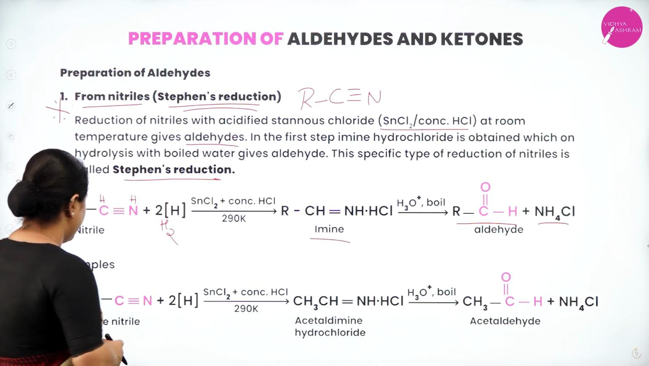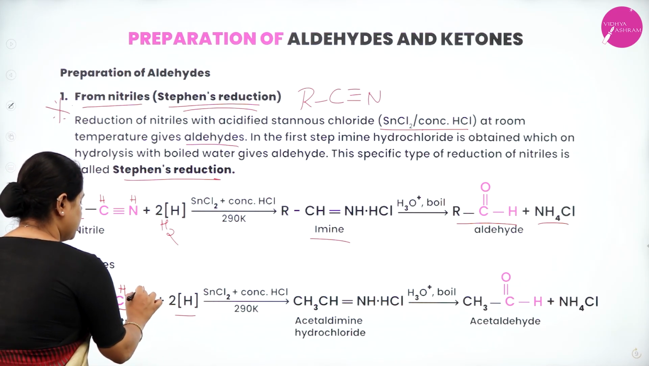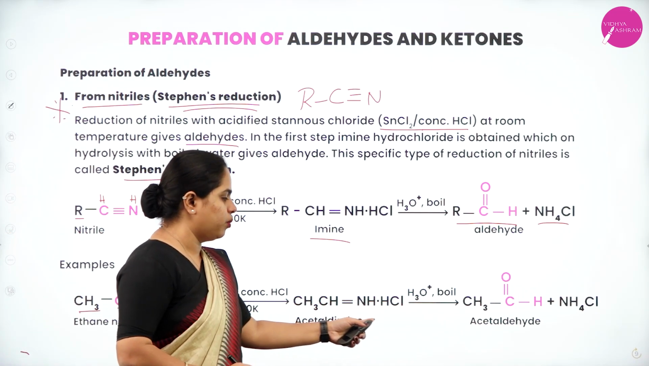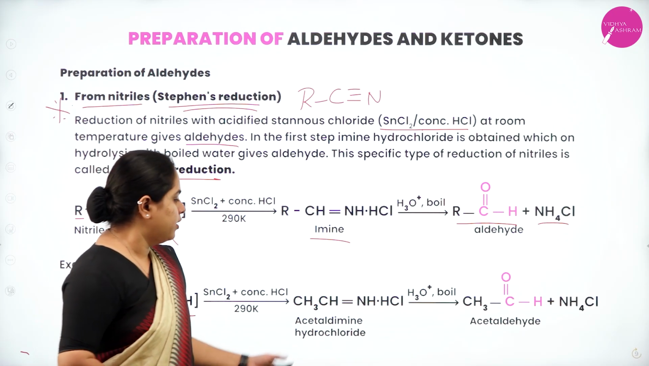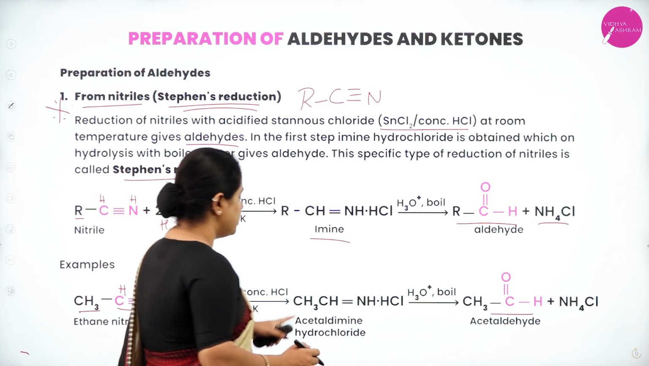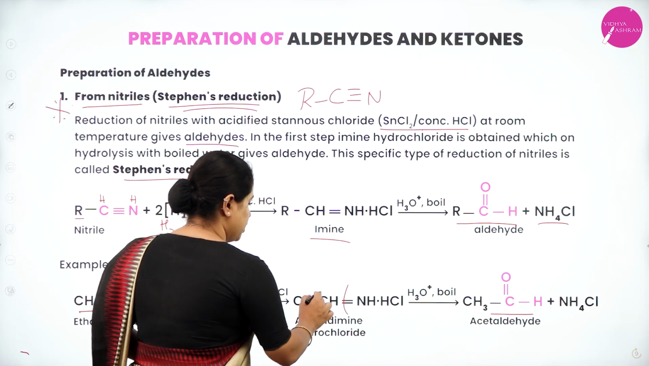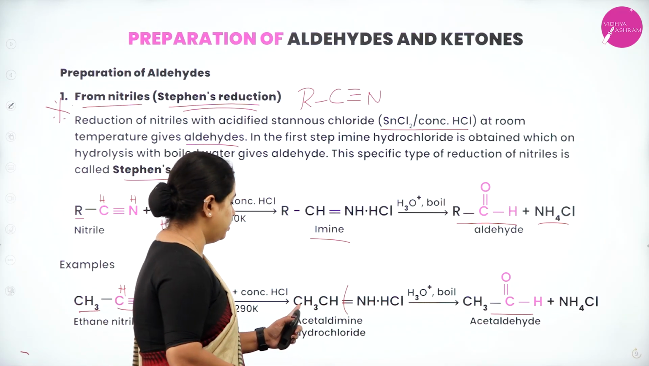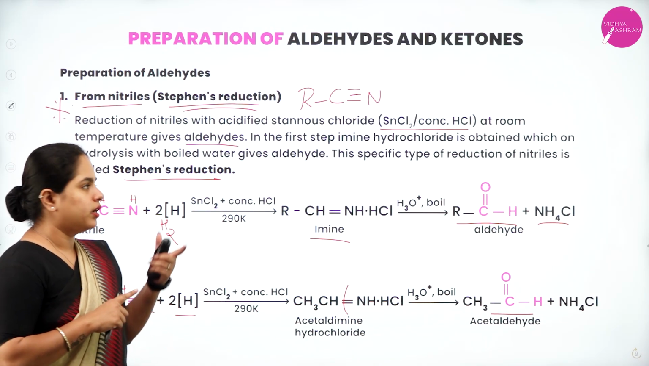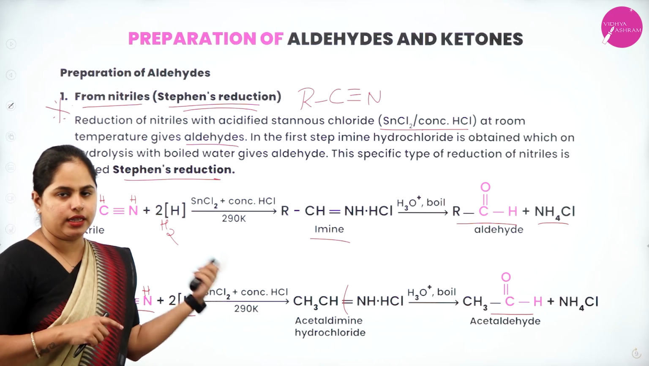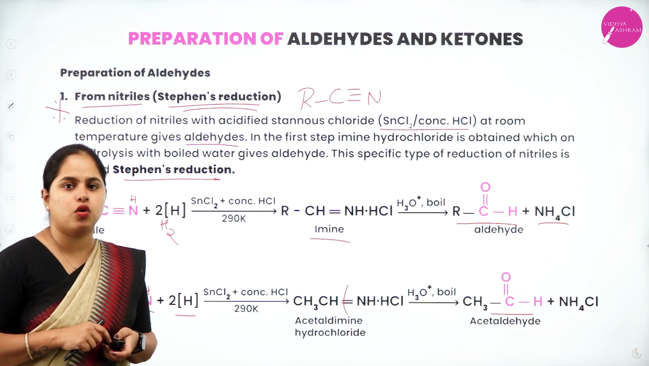Clear? Now, moving on to the next one, ethane nitrile, that is CH3, C triple bond N. Again addition of hydrogen on both sides, and we get CH3, CH double bond NH. Then again addition of water, that is hydrolysis, and boiling it will give you the corresponding aldehyde. So, CH3CHO you are going to get, and the other part will be broken and NH4Cl will be formed. So this will be the corresponding aldehyde, CH3CHO. Clear? The important parts to remember are the reactant and the product you are going to get. In this case, you are going to get an aldehyde, and the reagent you use for Stephen reaction is stannous chloride and HCl.